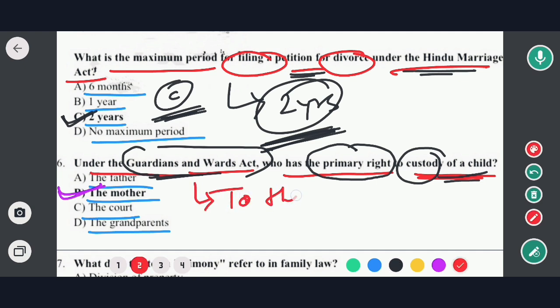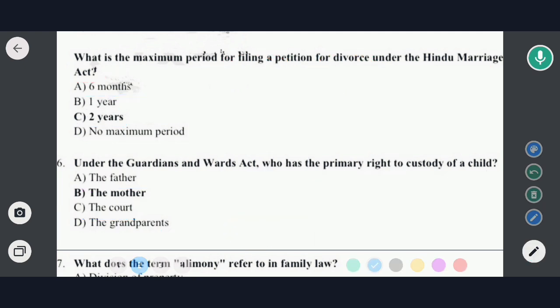To the mother. Okay, to the mother. So in this case, what will it be? In this case option B would be the correct answer. So now moving to the next question.